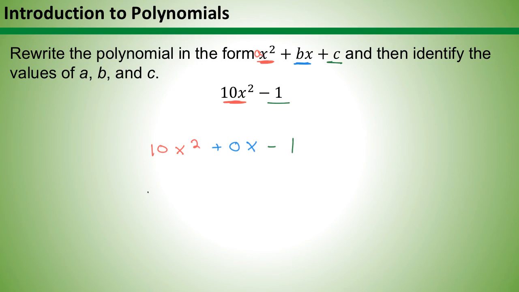So my a is actually 10, the coefficient of x squared. The coefficient of x is actually 0, and the coefficient c is -1. That's what we're asking for there.